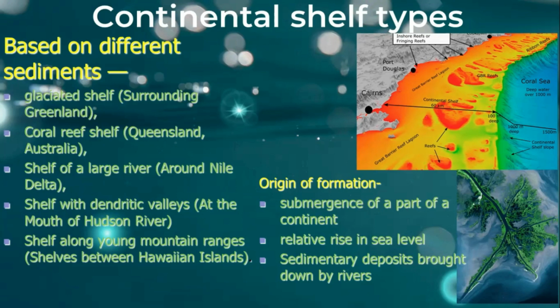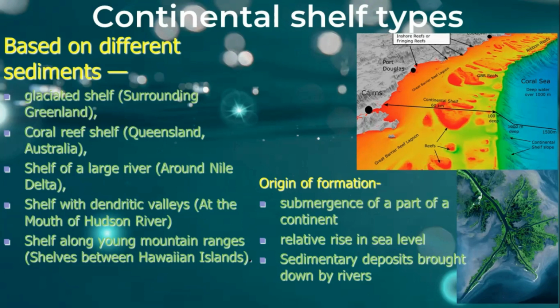For example, if in this area we have ice sheets, the ice sheets will definitely have some erosive or depositional landforms. We know about the glacier landforms or the glaciated landforms.